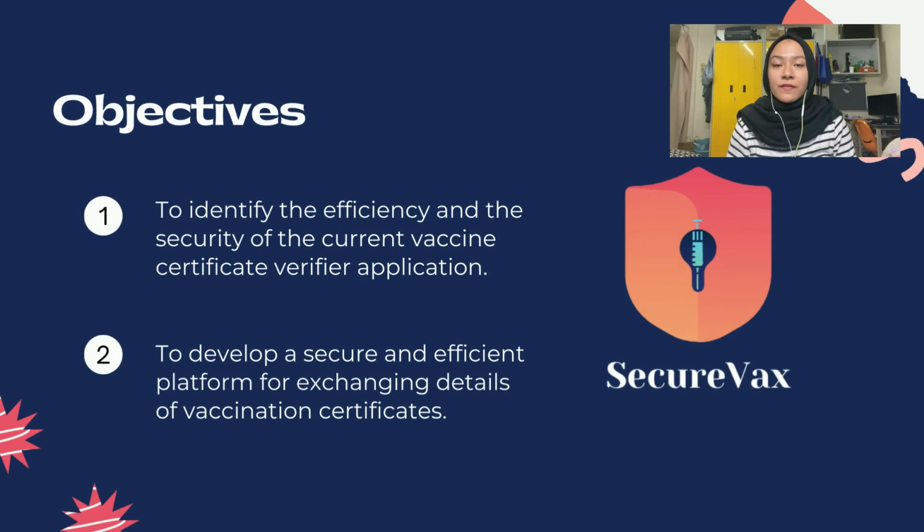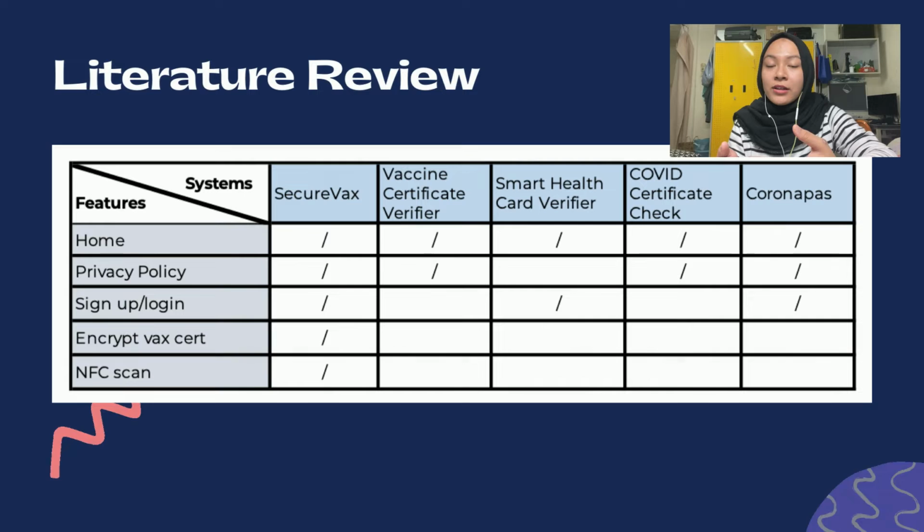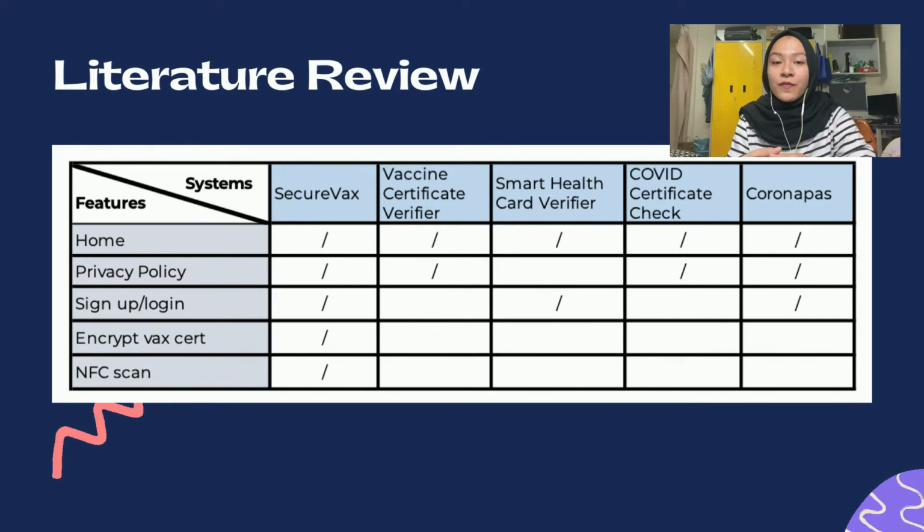As for the objectives of our project, it includes to identify the efficiency and security of the current vaccine certificate verifier application, as well as to develop a secure and efficient platform for exchanging details of vaccination certificates. So this is a summarized table of our literature review comparing existing systems with our proposed system. As you can see here, most of the features in SecureVax are non-existent in some of the existing systems.